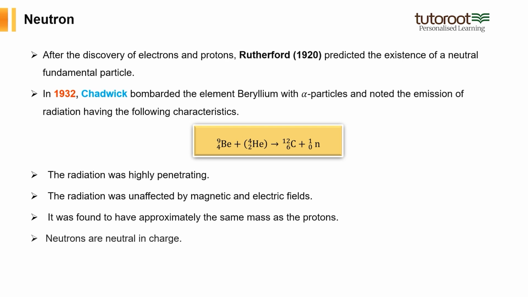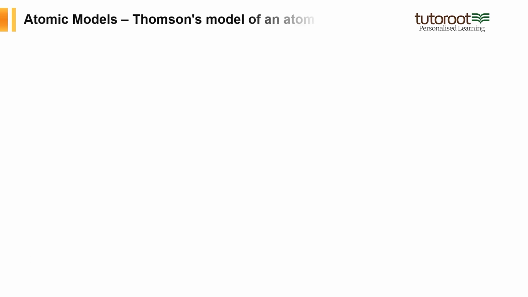Neutrons are neutral in charge. And the mass of a neutron is 1.008930 atomic mass unit, or 1.6753 × 10^-27 kg, which is nothing but kilograms. Now let's talk about the atomic models, starting with Thomson's model of an atom.